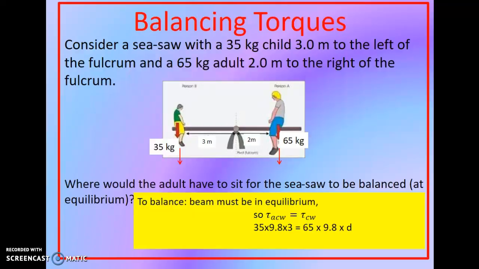So where's the adult going to move to? And you solve for that problem, and you end up with 1.615 meters. And then round it up to two significant figures.